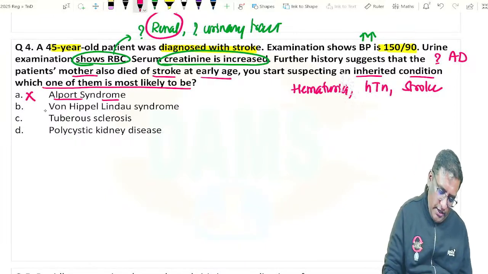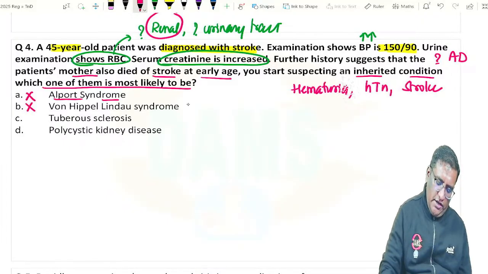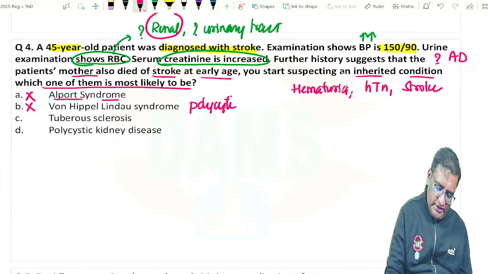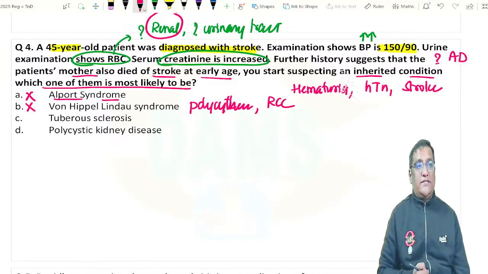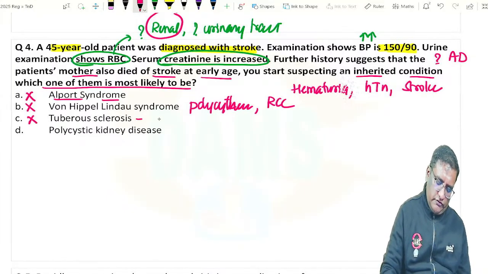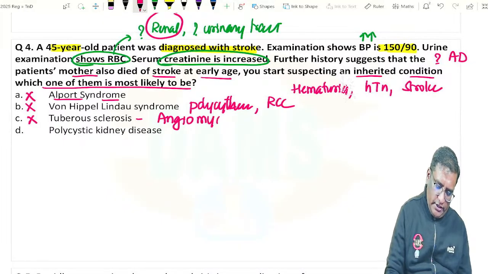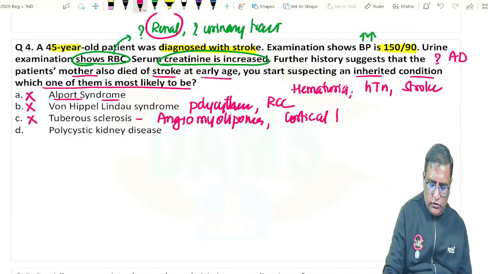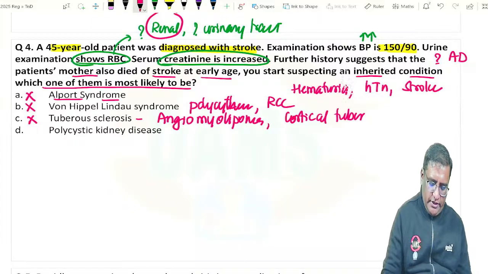Next, von Hippel-Lindau, that is not the answer. VHL will have polycythemia and RCC will be there. Here there is no polycythemia, no RCC also. Tuberous sclerosis is also not the answer. Tuberous sclerosis will have angiomyolipoma, a kidney tumor, and cortical tubers will be there.